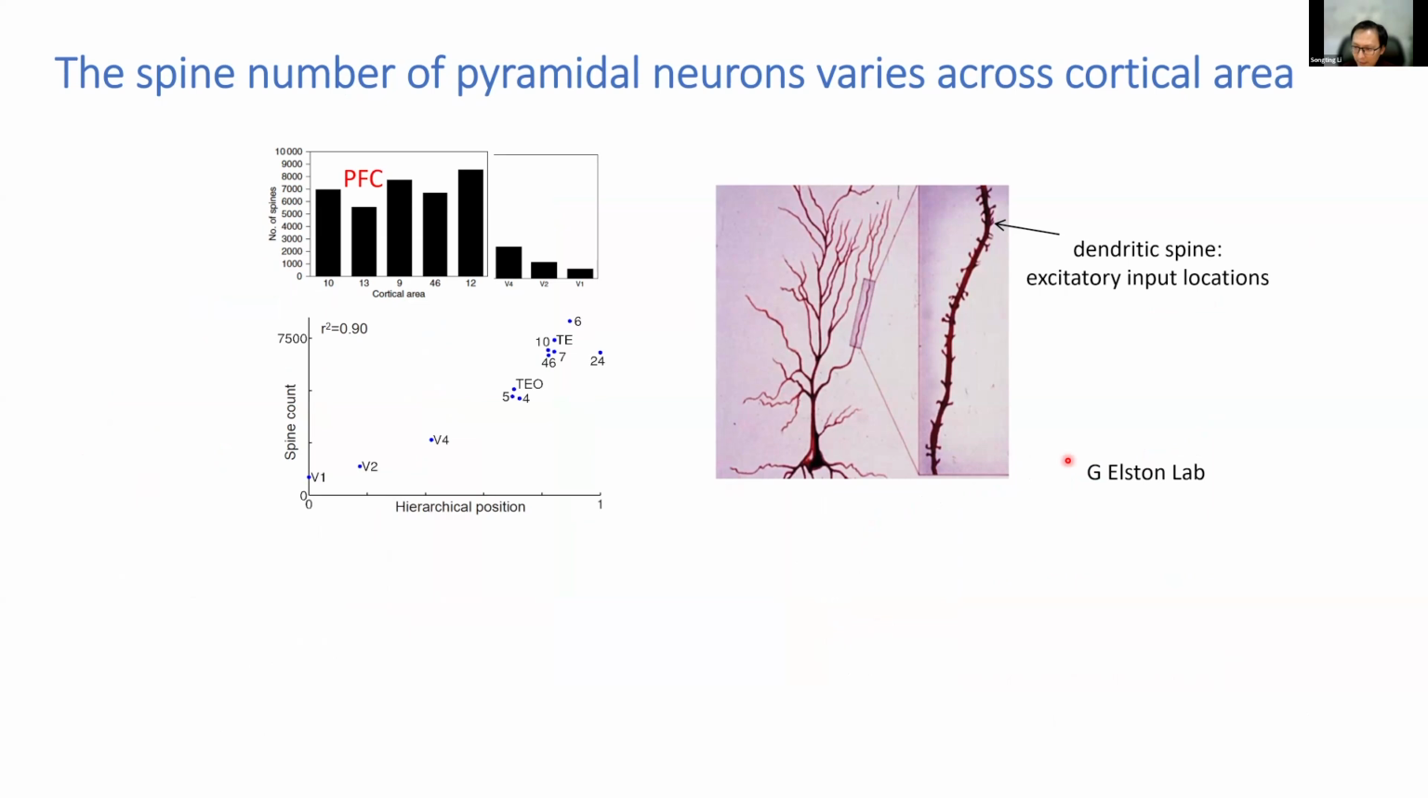There's another experiment done in Elston's lab. They measured the dendritic spine numbers for a pyramidal neuron in different cortical areas. They found that for early sensory areas, the spine number is much smaller than in high order areas like prefrontal cortex. And there's a clear positive correlation between the hierarchical position and the spine count for all these measured areas. We know that spines are the place where a neuron receives excitatory inputs. So a larger spine number indicates that the neuron receives more excitatory inputs, so the excitatory connection will be stronger.